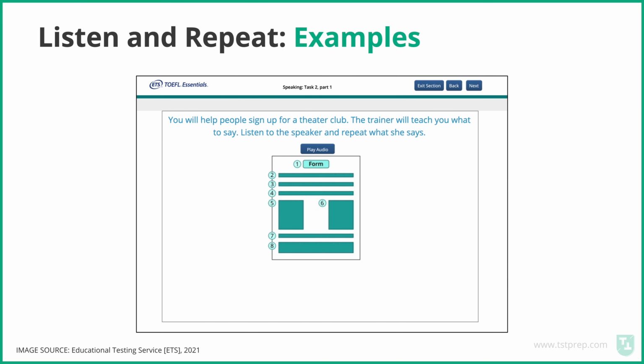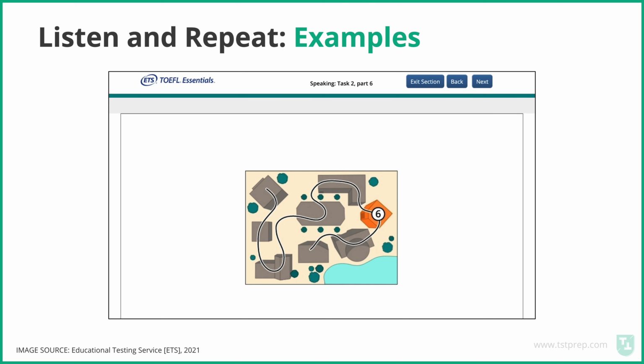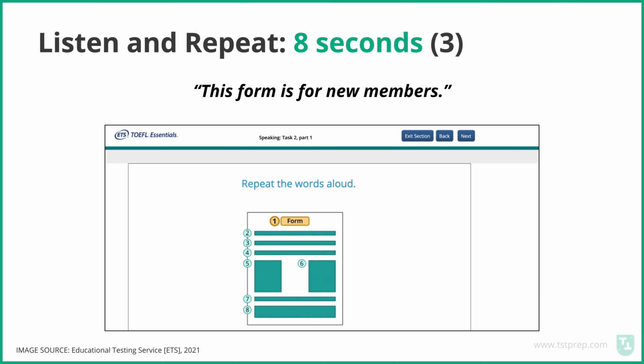The next thing is listen and repeat. You see some type of image. This example here is a form. And then this example here is a campus map. And then you have to repeat the words that are said.